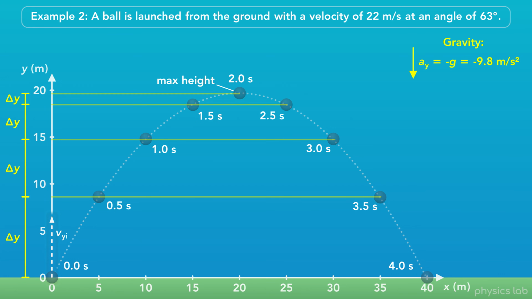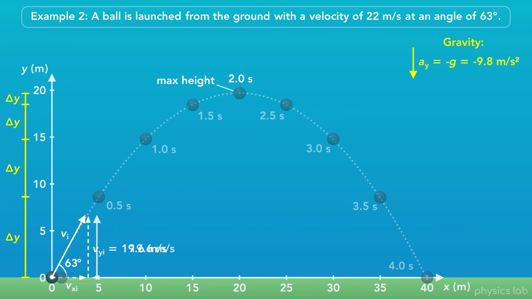Notice that the height of the ball is the same at equal times before and after the maximum height. Half a second before and after, it's at this height. 1 second before and after, it's at this height. Since the initial and final heights are the same, this trajectory is symmetric. The ball takes 2 seconds to move up and 2 seconds to fall down.